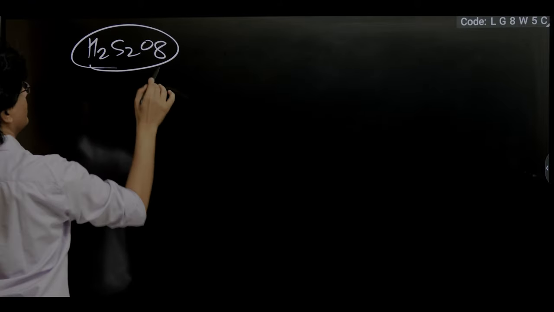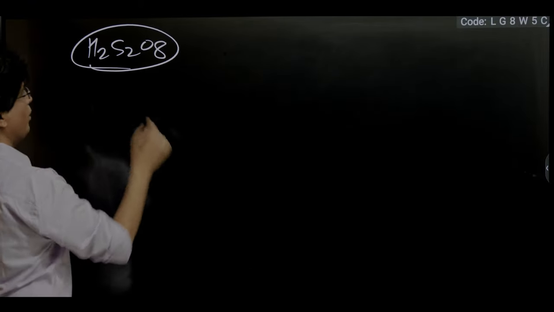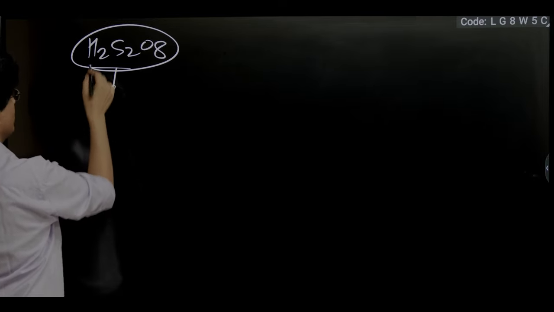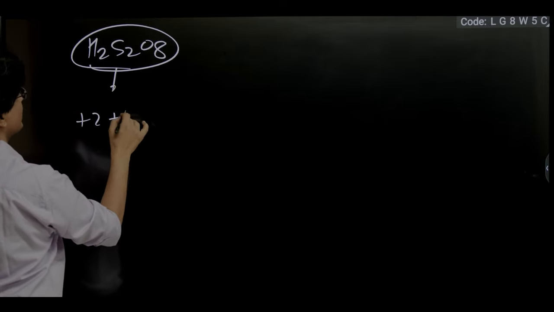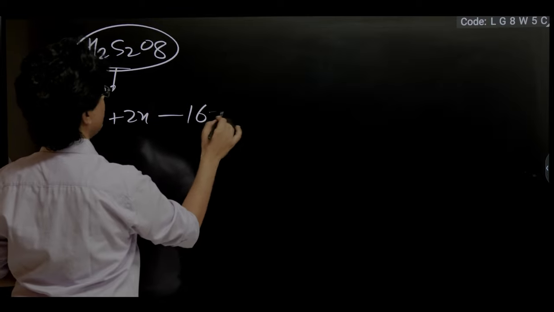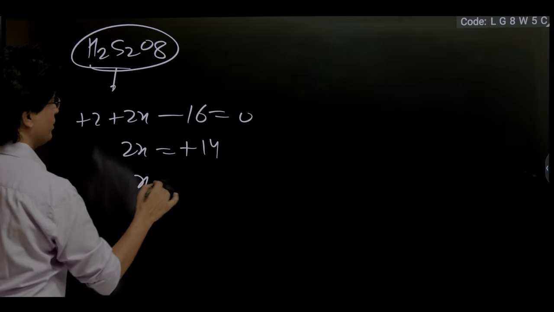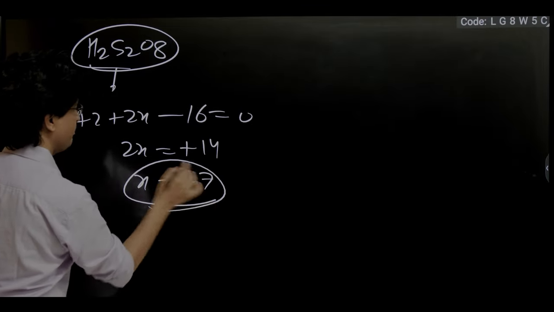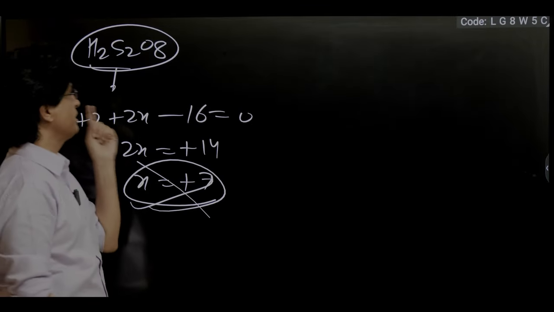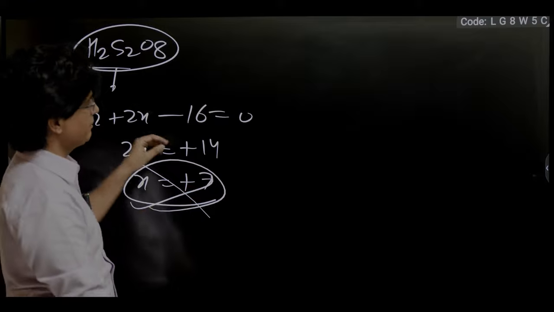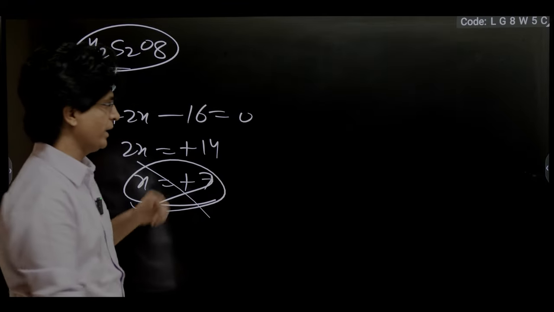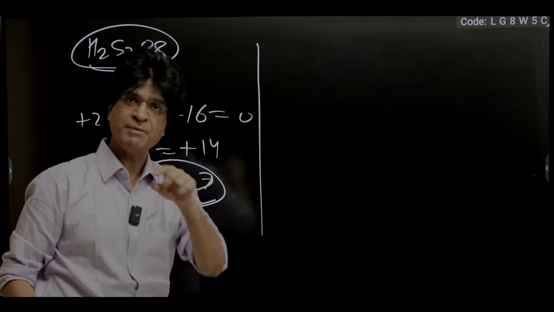H2S2O8. Out here, if you do the mathematics, you will get plus 2 plus 2x minus 16 equal to 0, 2x equal to plus 14. See that? X equals plus 7. Again, this is impossible because the maximum value possible for sulfur is plus 6. That means something is wrong out here. We have missed chemistry. Never miss the chemistry.